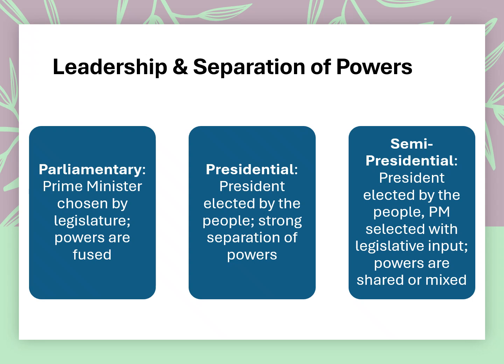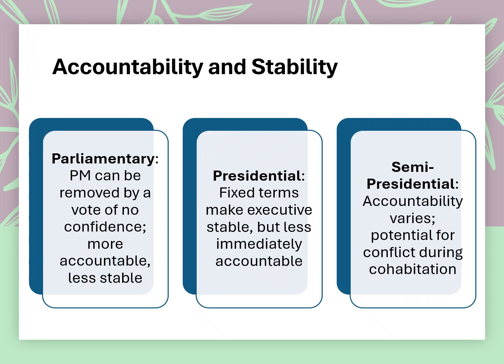Parliamentary systems fuse those executive and legislative powers, while the presidential system keeps them entirely separate. And of course, the semi-presidential systems are a hybrid of both. How are leaders held accountable in each system?